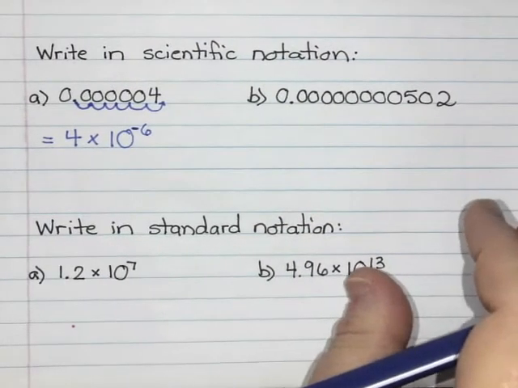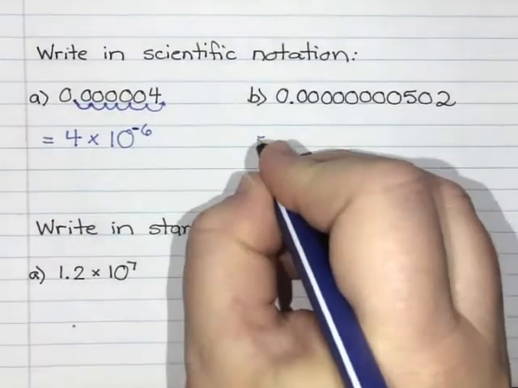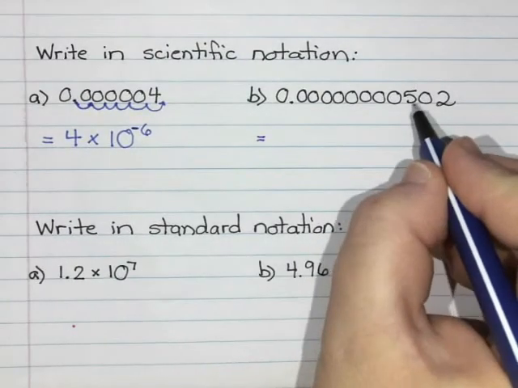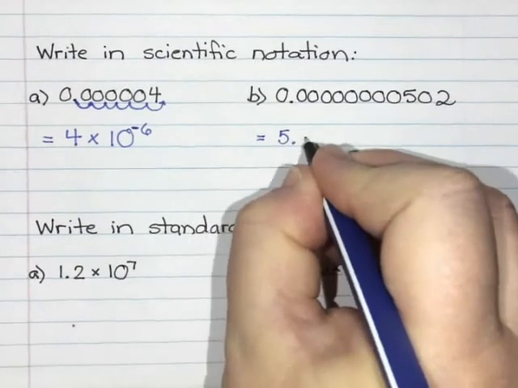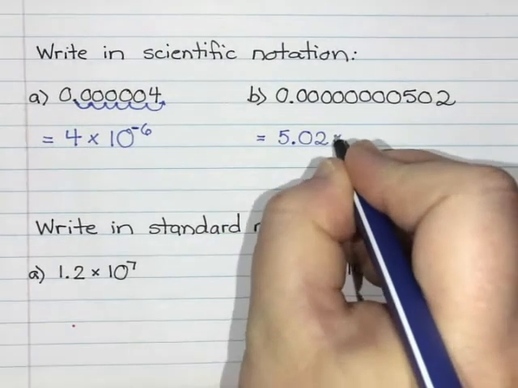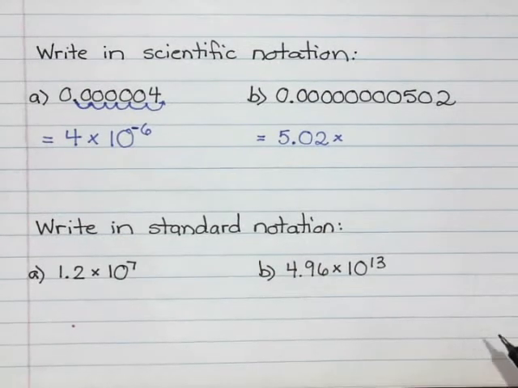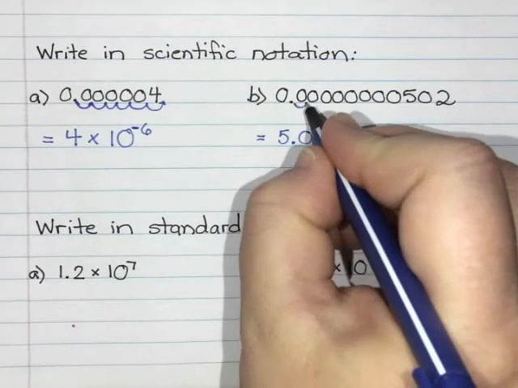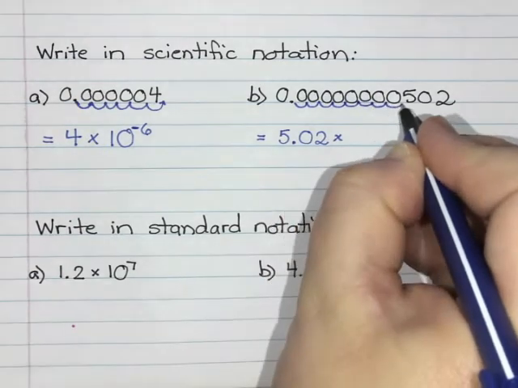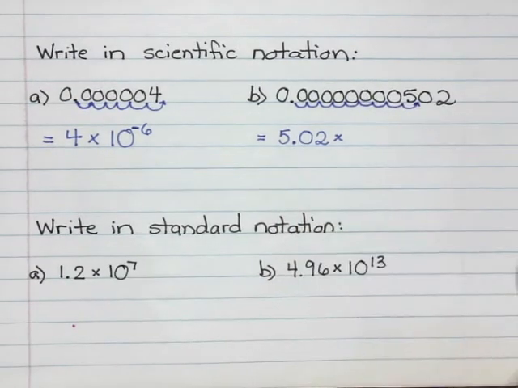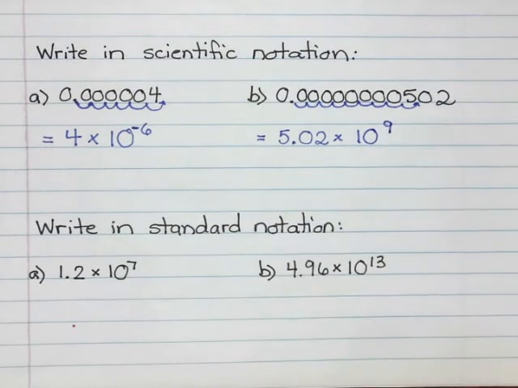If I take a look at the next one, same idea. I want the decimal to be after the first non-zero digit, which would be the 5. So I want this to be 5.02. And then I'm going to see how many times I had to move the decimal to get it behind the 5. So this is going to be 1, 2, 3, 4, 5, 6, 7, 8, 9 spots. So this is going to be 10 to the power of 9.